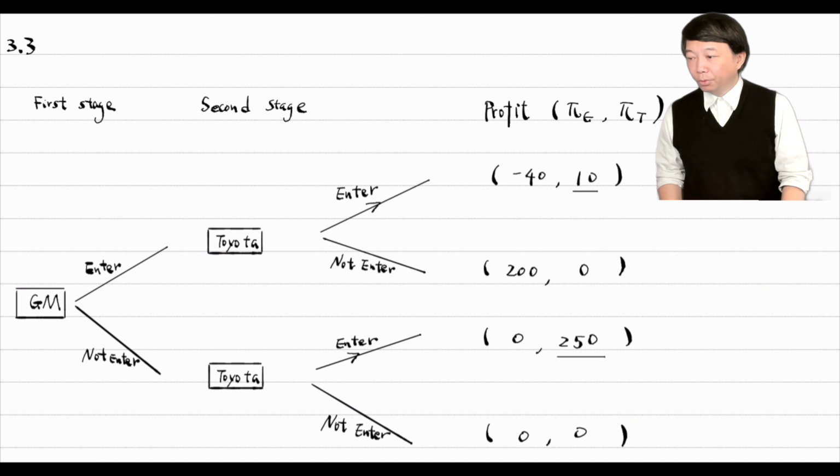If GM chooses not to enter the market, it knows Toyota will enter the market. GM's profit is 0. Thus, GM will stay out of the market. We underline its profit 0 and add an arrow on the path.